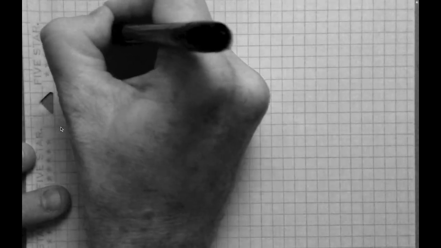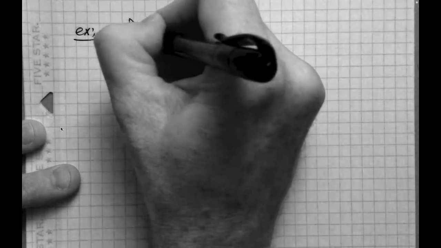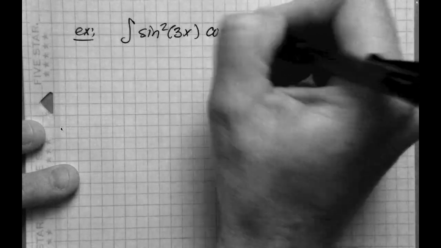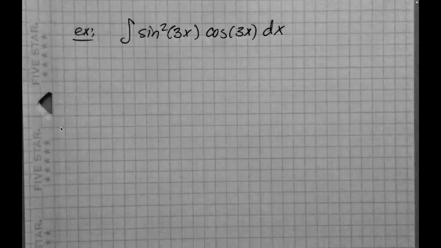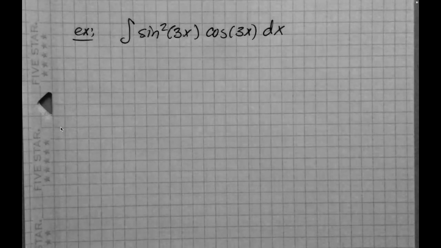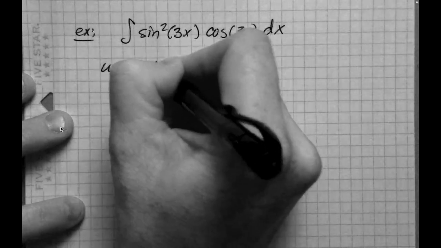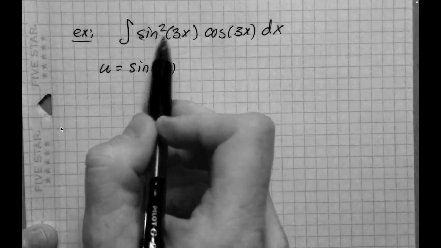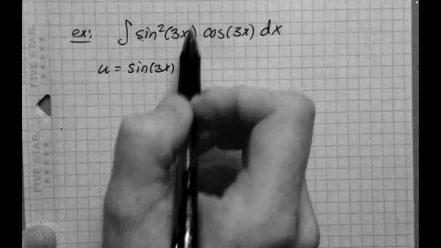And that's the same thing with this u substitution integration technique. Let's do another example. Let's evaluate this guy: sine squared of 3x times the cosine of 3x. Here we're going to use the change of variable, the u substitution technique. So let's let u equal sine of 3x. Now notice this is sine of 3x squared, right? Sine squared of 3x.